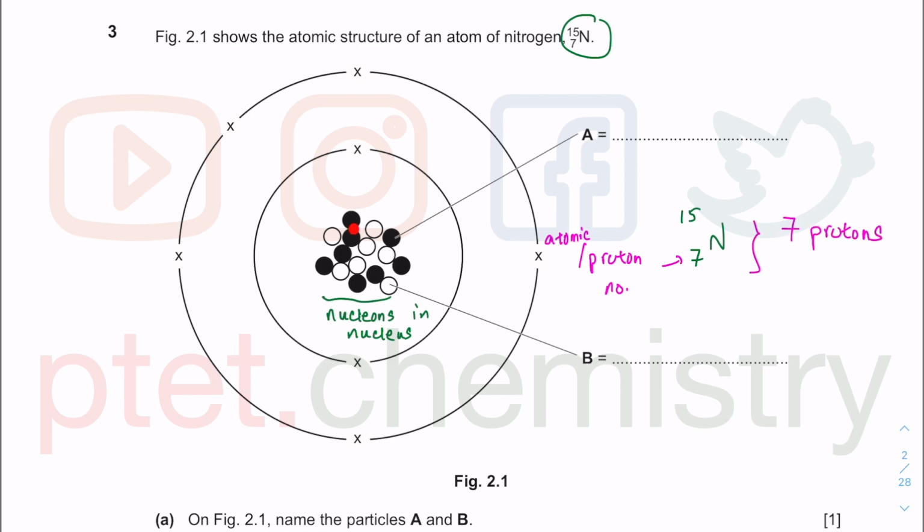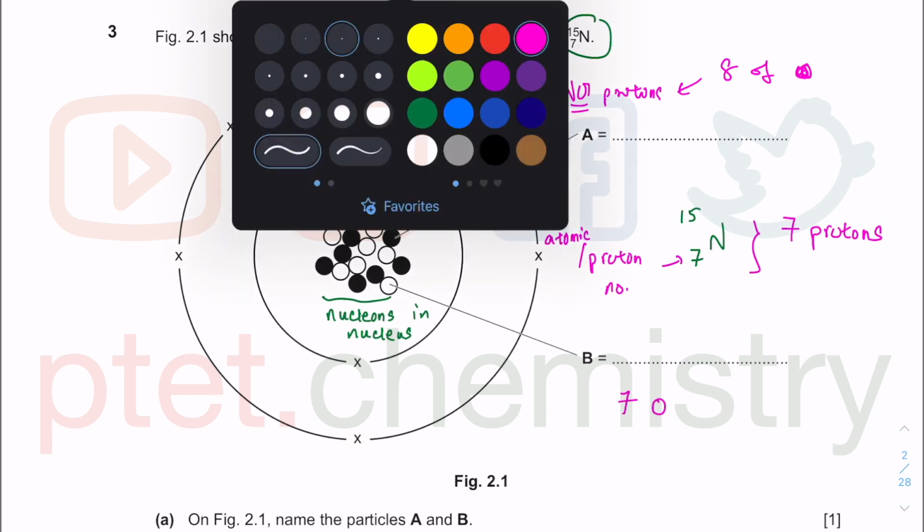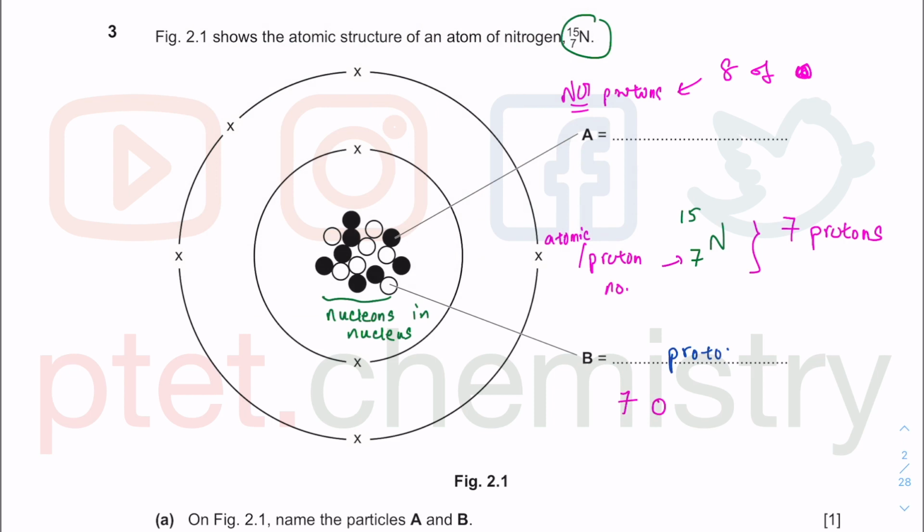If you count the black stuff, there's 1, 2, 3, 4, 5, 6, 7, 8. So there are 8 of that black stuff. It cannot be protons, because you cannot have 8 protons since you only have 7 protons for nitrogen. But the white stuff, 1, 2, 3, 4, 5, 6, 7, you have 7 of that non-bolded stuff. So that must be your protons. So B must be protons because it's not the darkened stuff.